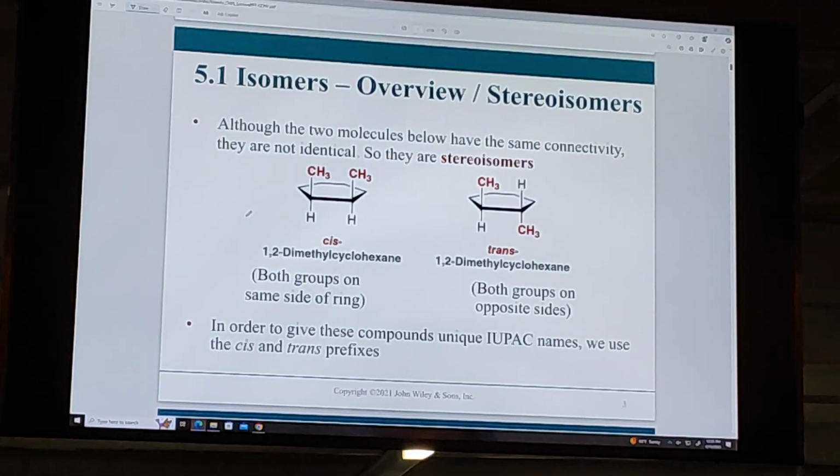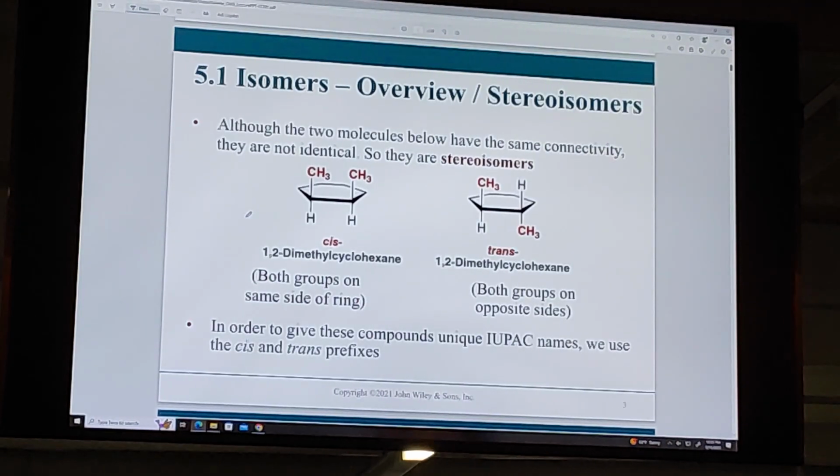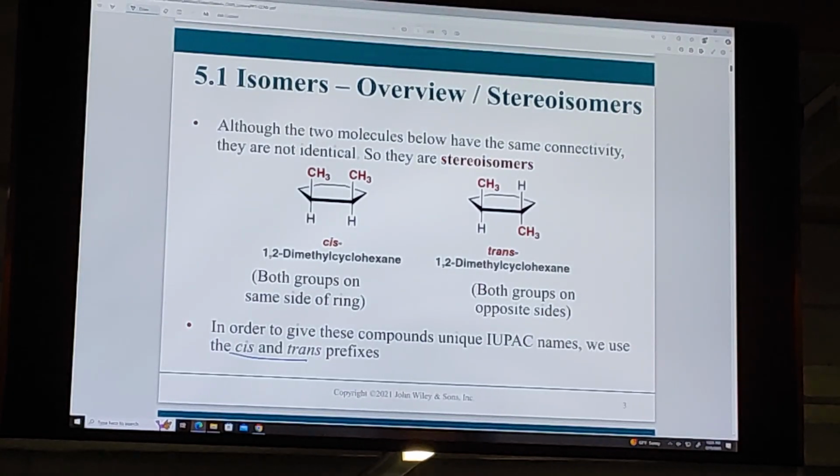And so the point is, there are molecules that have the same name, 1,2-dimethylcyclohexane, 1,2-dimethylcyclohexane. However, in one case, the two methyls are pointed up, and in the other one is up, one is down. And so this is a type of stereoisomer. That's why we say cis and trans to differentiate between the two.